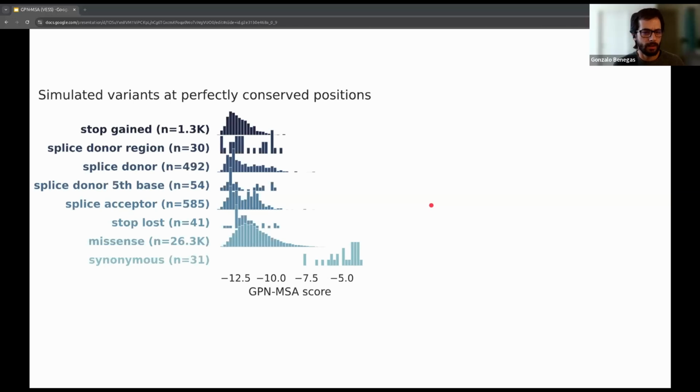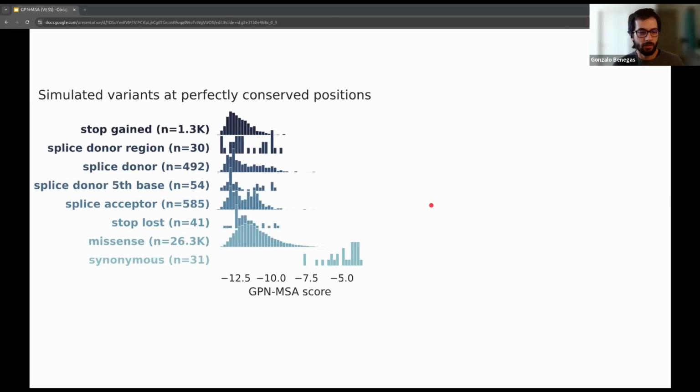So one such experiment is looking at perfectly conserved positions. These are basically simulated variants, because some of these are not observed in any living human, probably because they would be lethal. But still, we can just do simulated variants, and in all of this, the model sees perfect alignment.